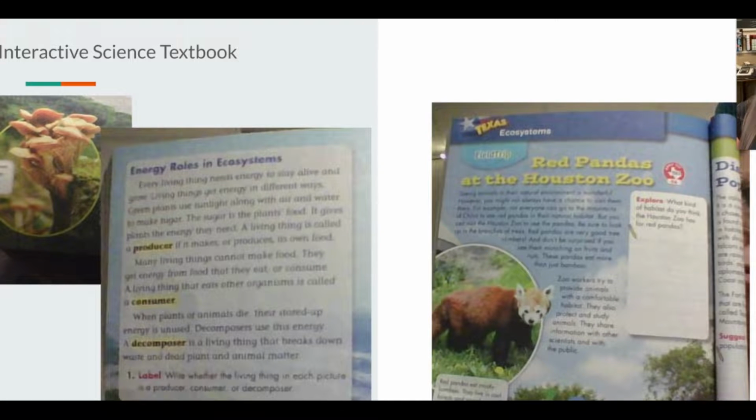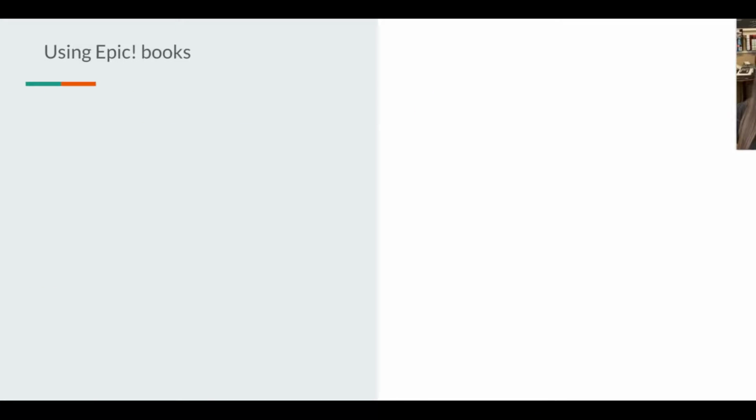Every student in our classroom has one. We have these in English and in Spanish. And so we would be talking about the energy that we had just discussed. So we're bringing that in. We've got some great vocabulary words: producer, consumer, decomposer. Very important in science and nonfiction text are our pictures with captions. So we would talk about our pictures with captions. We would talk about titles. We would talk about subheadings, all of those things with our interactive science textbook.